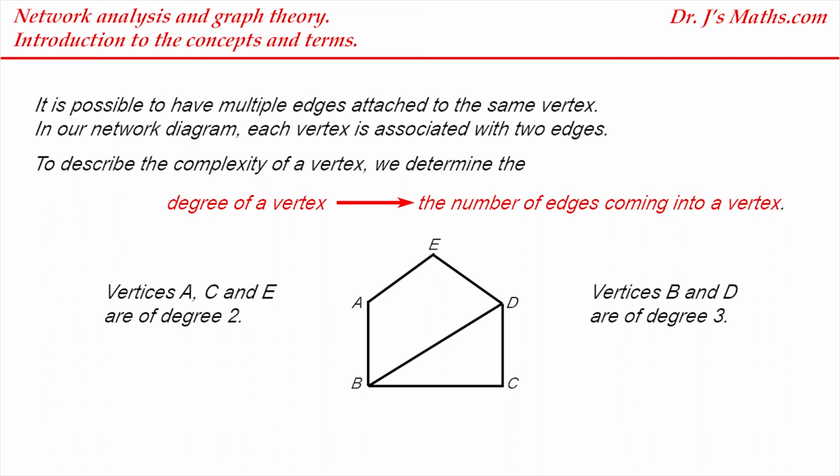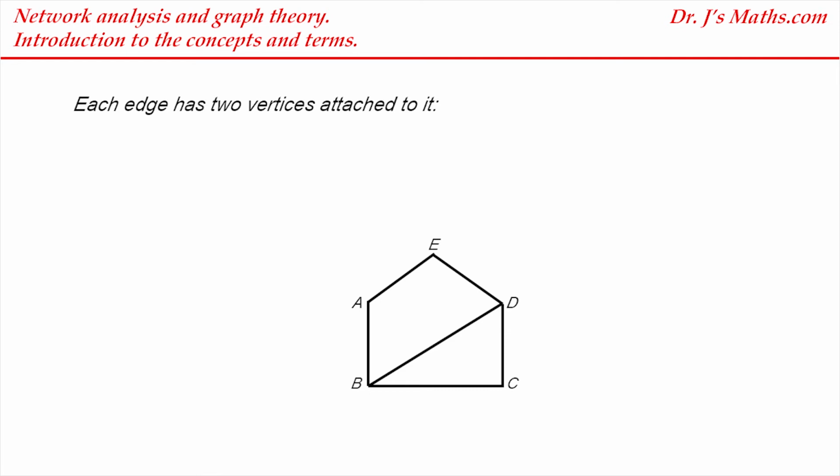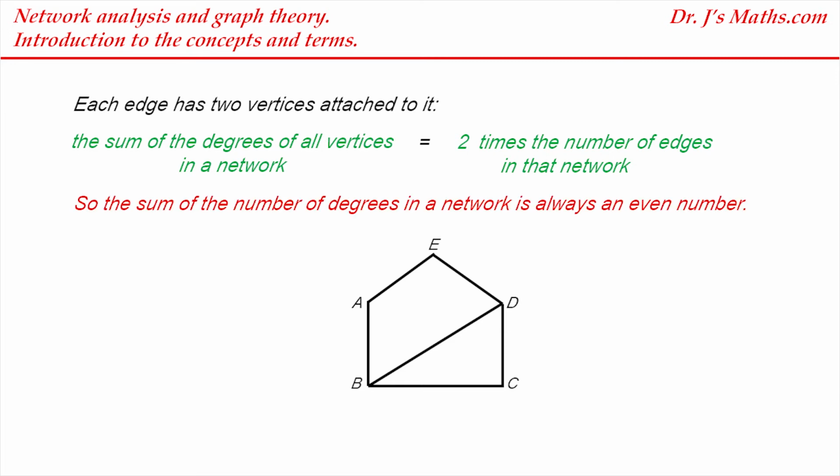Whereas if we look at B and D, then we've got degrees of 3 because there are 3 edges coming into each of those. If we have a vertex with 2, 4, 6 and so forth edges, we say that's of even degree because they're even numbers. A vertex with 1, 3, 5 and so forth edges is said to be of odd degree because we have an odd number of edges coming into them. Now, every edge has 2 vertices attached to it, one on either end. So therefore the sum of the degrees of all the vertices in a network must equal 2 times the number of edges in that network. So the sum of the degrees in any network is always going to be an even number.